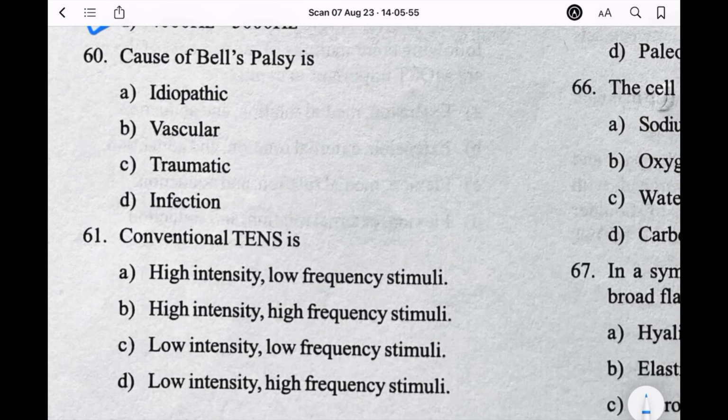Question number 60. Cause of Bell's palsy is, options are idiopathic, vascular, traumatic and infection. So correct answer is A, idiopathic.